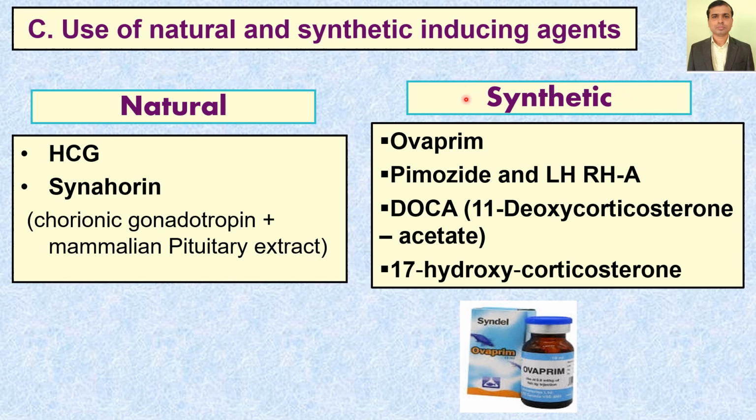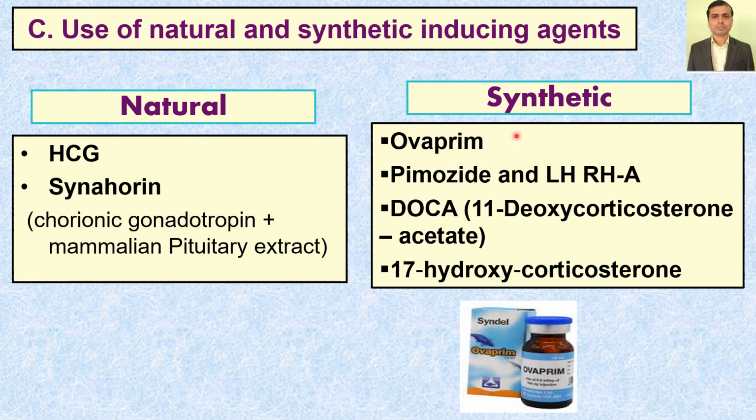For induced breeding in carps, the most successful and popular agents in the modern context are synthetic agents. Several popular synthetic agents are Ovaprim, pimozide and LH-RH analog, DOCA, that is 11-deoxycorticosterone acetate, and 17-hydroxycorticosterone. Out of these, Ovaprim is the most widely used and most popular synthetic hormone, which is successfully used for breeding of various groups of fish.